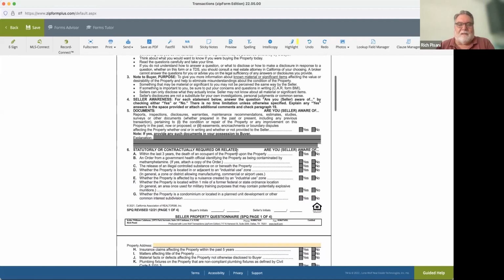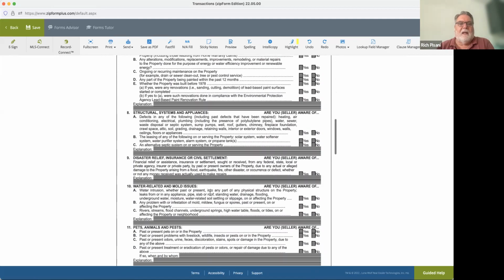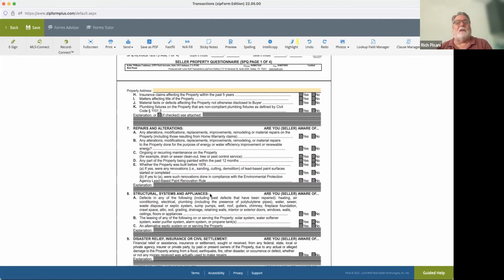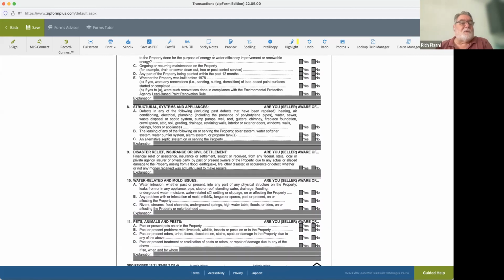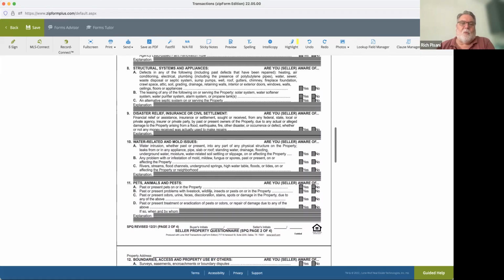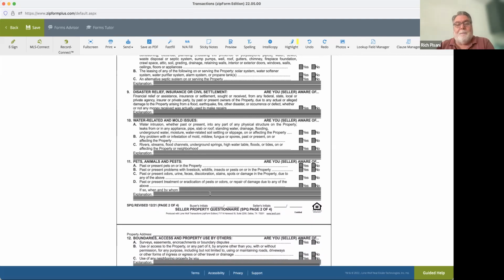So once again, there's what's statutorily or contractually required in the 3 years, does somebody die in the 3 years, and all of that. It dials down a little more about repairs and alterations, structural and appliances. This was a new one: they added disaster relief insurance or civil settlements, water related or mold issues, pets and animals. Yes, there are pets. A lot of people think just saying that there is a pet is enough.